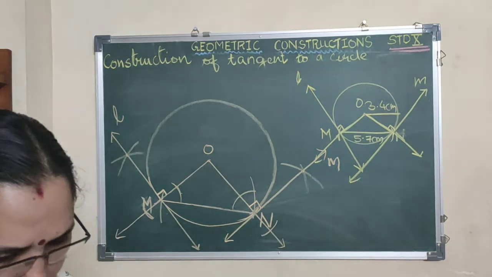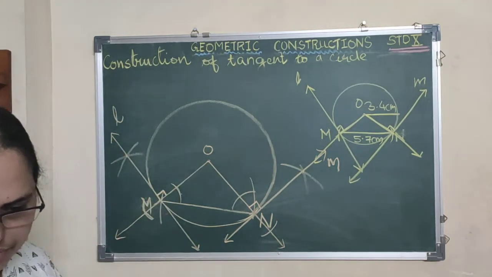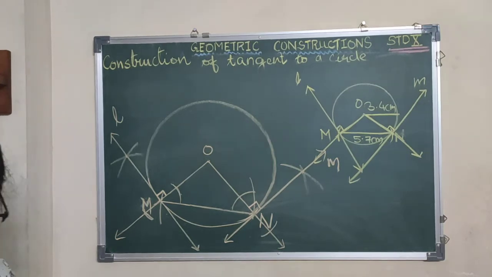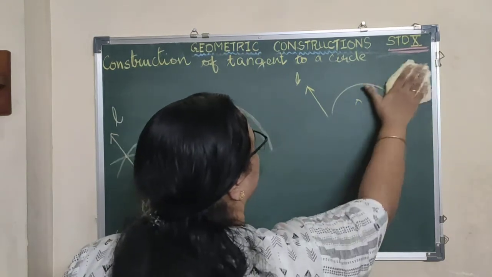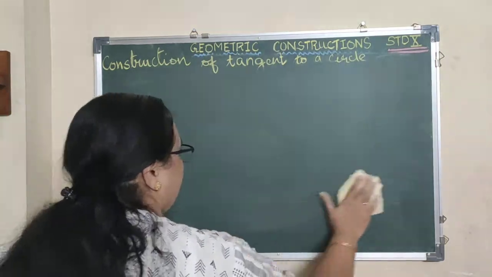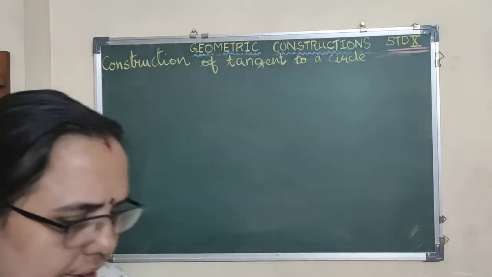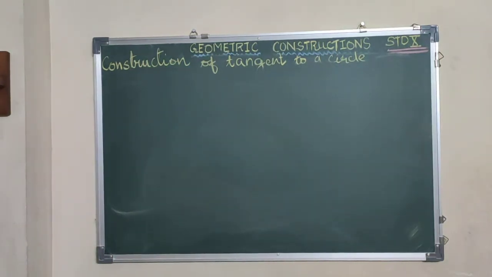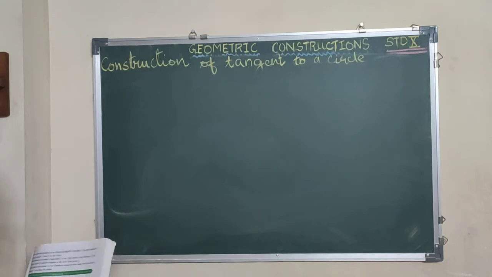Now after this we go for the next one, that is the sixth sum now. Okay, let us read the question. Draw a circle with center P and radius 3.4. Take a point Q at a distance 5.5 centimeter from the center. Construct tangents to the circle from point Q.